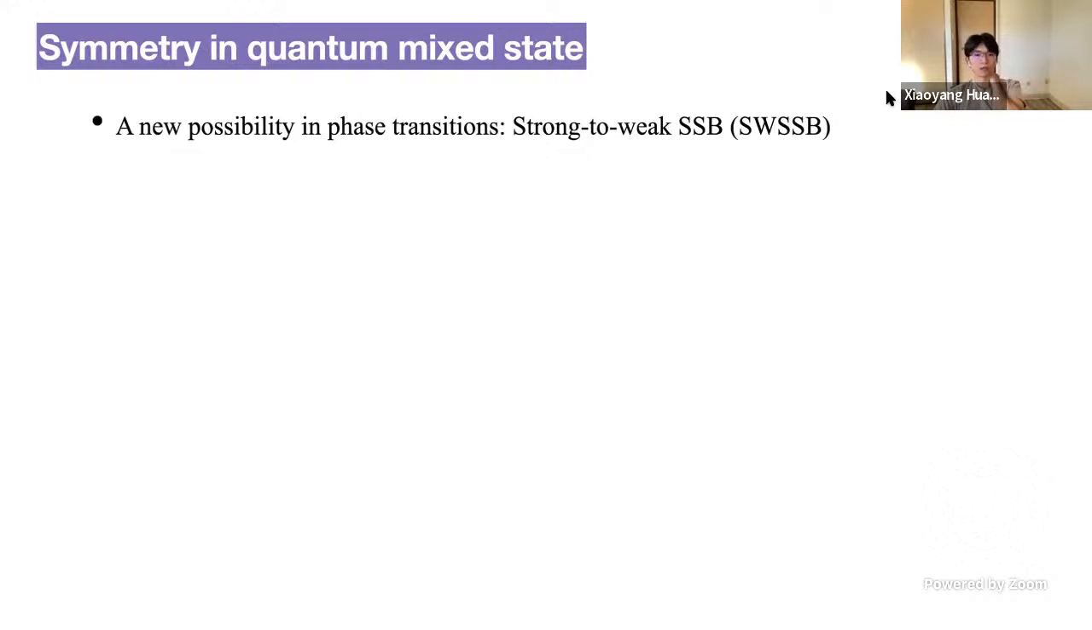This kind of application of symmetry will provide a new avenue for phase transitions. In particular, it suggests a new phase transition from the strong symmetry to the weak symmetry. This was recently proposed as so-called strong-to-weak SSB.